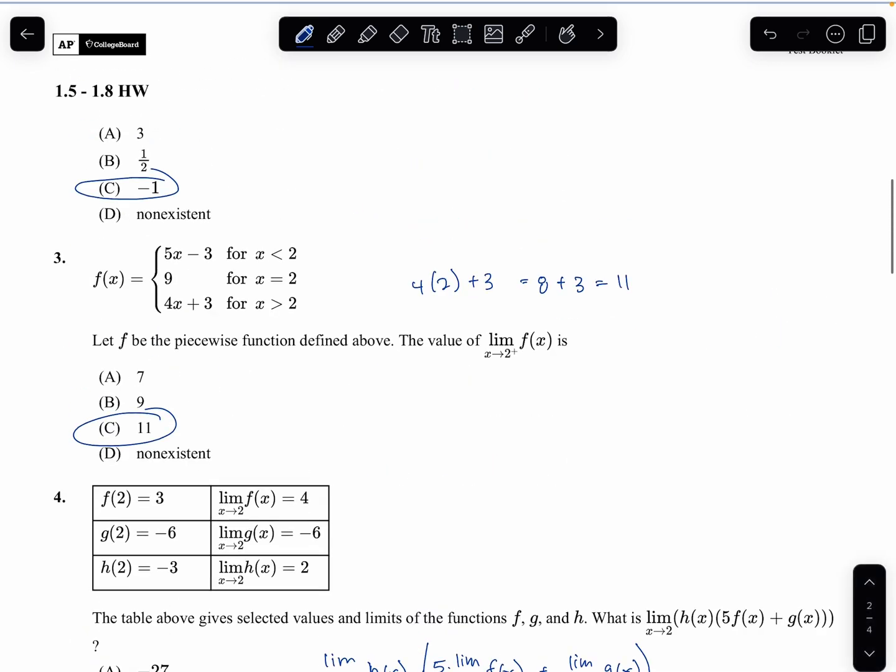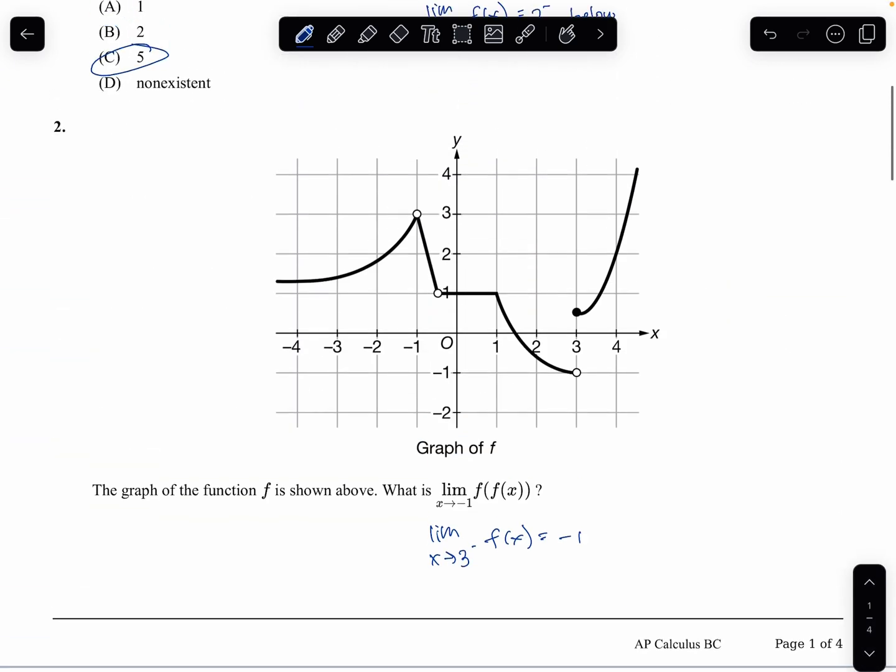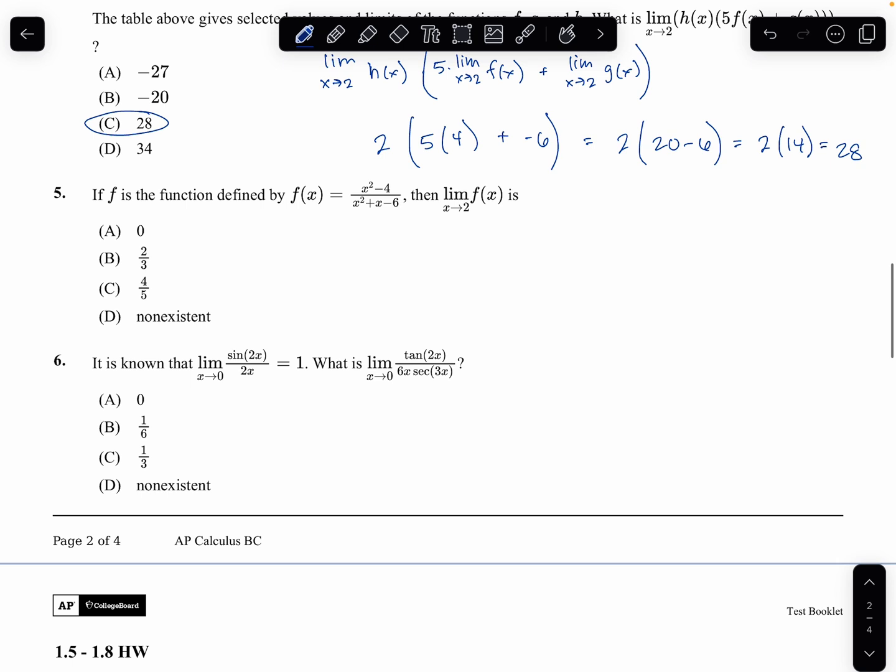Okay, looks like C is just going to be the correct answer. I'm just kind of noticing that. Let's go on to the next one.